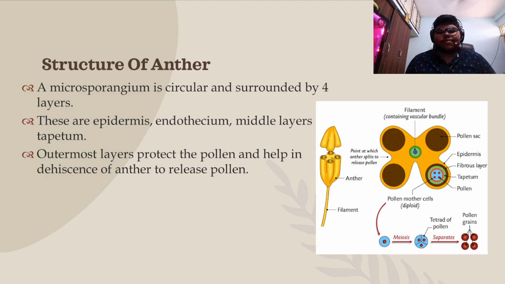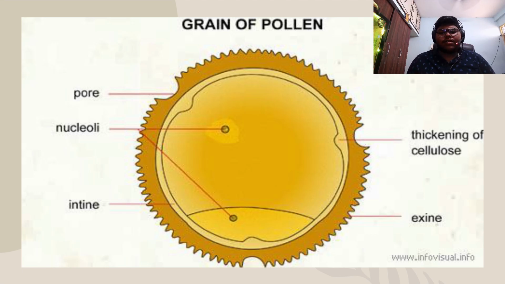Structure of anther. The microsporangium is circular and surrounded by four layers. These are epidermis, endothecium, middle layer, tapetum. Outermost layer protects the pollen and helps in dehiscence of anther to release pollen. Here is the structure of pollen.